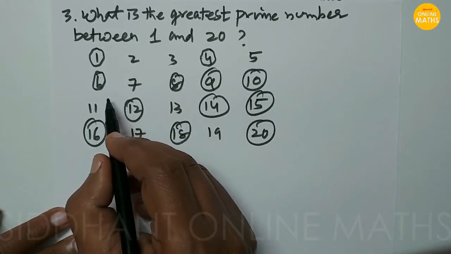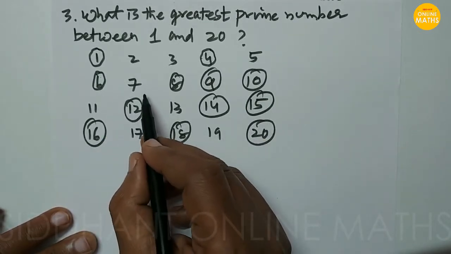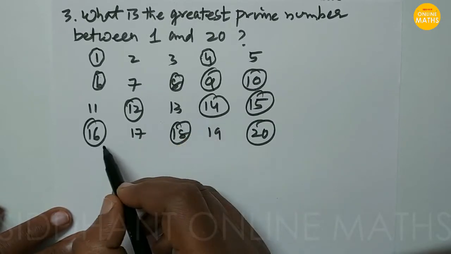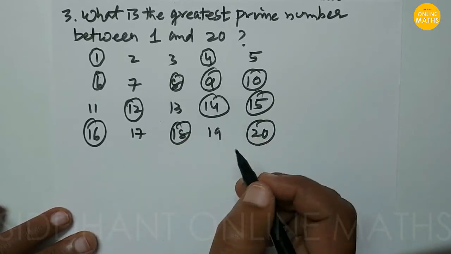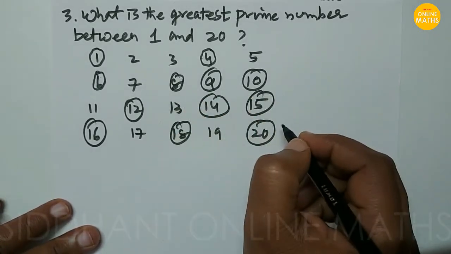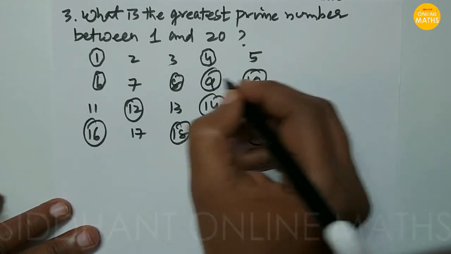Multiples of 6: 12, 18. Multiples of 7 will be 14, and 8 will be 16, 9 will be 18. So now we get the composite numbers. We separated the composite numbers. So now we will separate the prime numbers here.